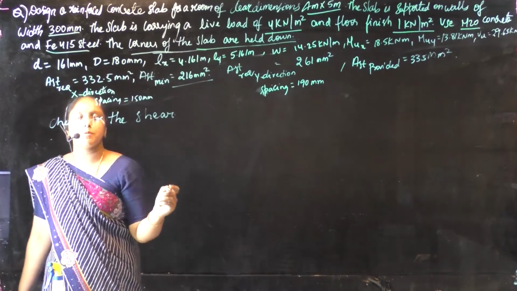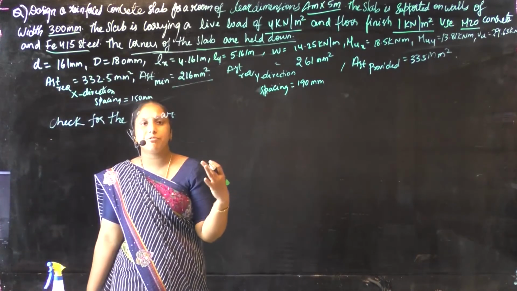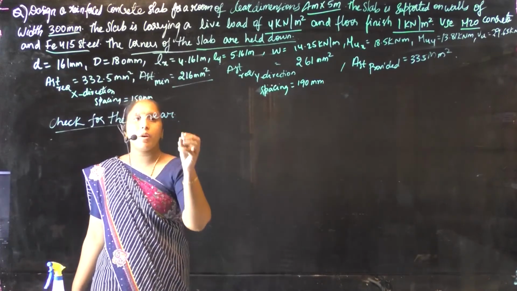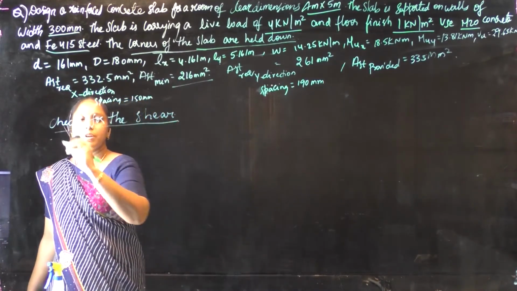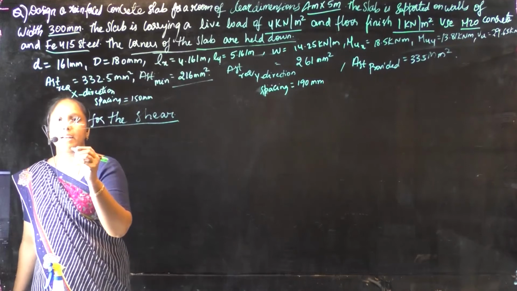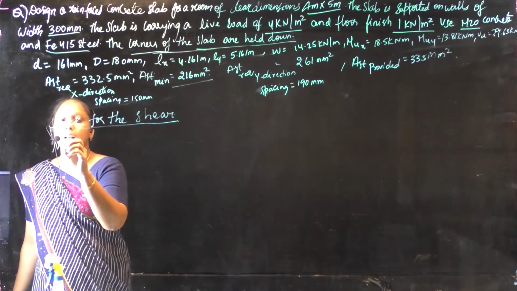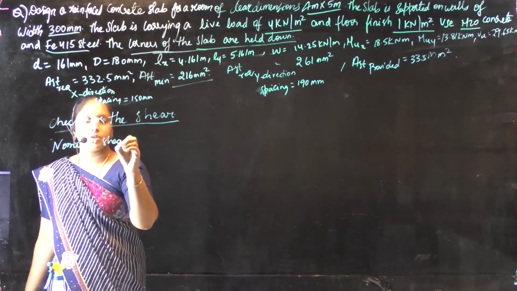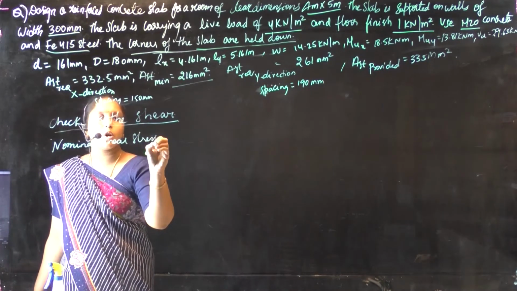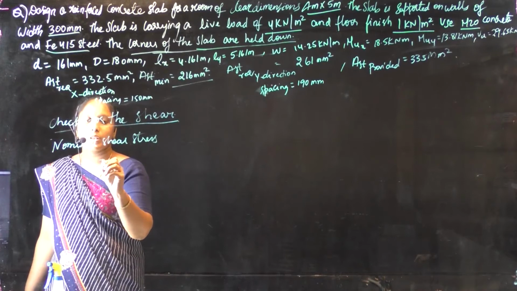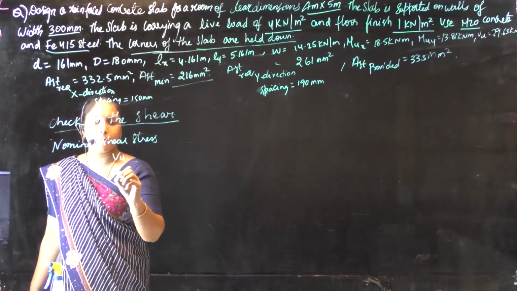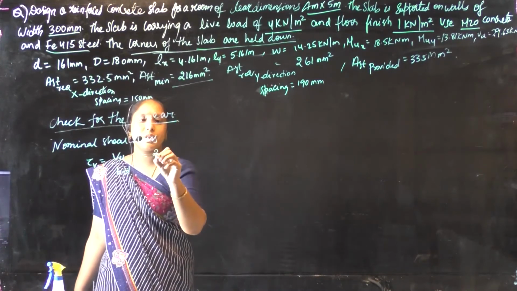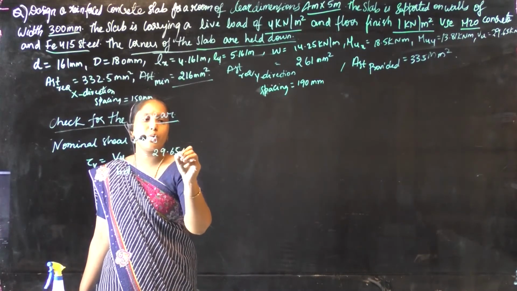Even though shear reinforcement is not provided in the slabs, the check for the shear has to be satisfied. So for the check for the shear, what we have to do? First we have to calculate the nominal shear stress. So how will we calculate the nominal shear stress? Tau v is equal to Vu by B into D. So Vu we have already calculated. What is Vu? It is 29.65 kilonewton.